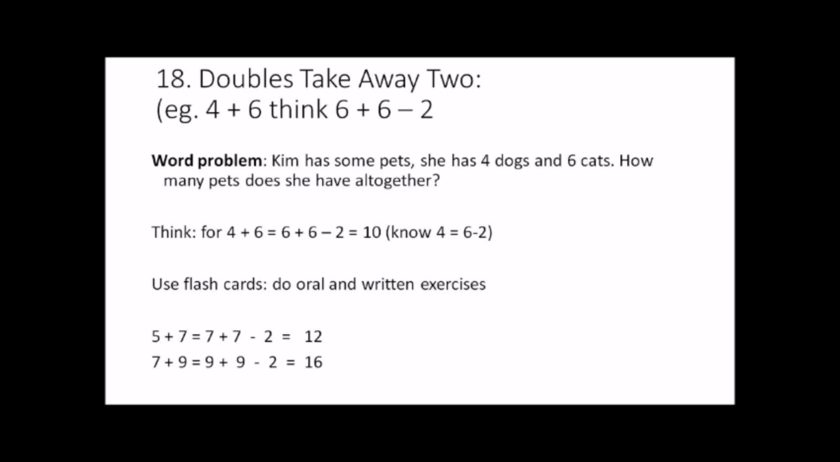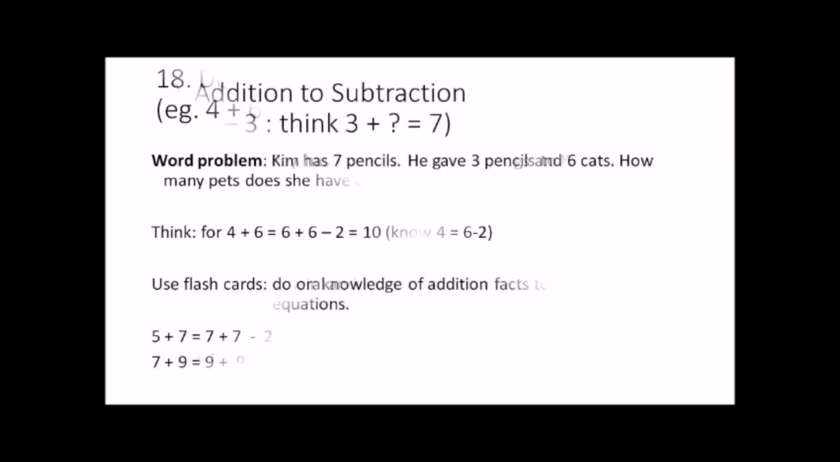Lesson 18, doubles, take away 2. So again, you begin with a word problem and then pull out your skills from it. So 4 plus 6 is 6 plus 6, take away 2 now. And so 6 plus 4 is 10, because 6 plus 6, 12 take away 2 is 10. So you can use flashcards to go over and make sure students are able to do these strategies and are able to solve problems of their own.